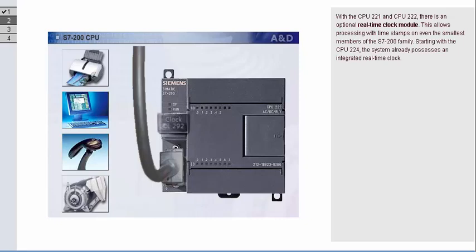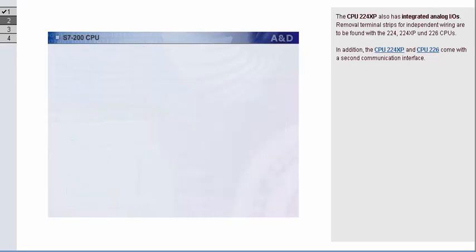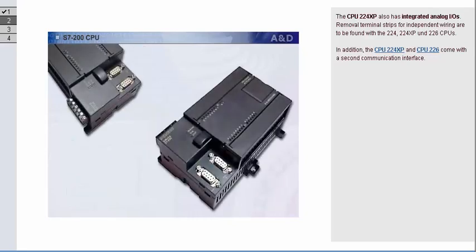With the CPU 221 and CPU 222, there is an optional real-time clock module. This allows processing with timestamps on even the smallest members of the S7200 family. Starting with the CPU 224, the system already possesses an integrated real-time clock. The CPU 224XP also has integrated analog inputs/outputs.